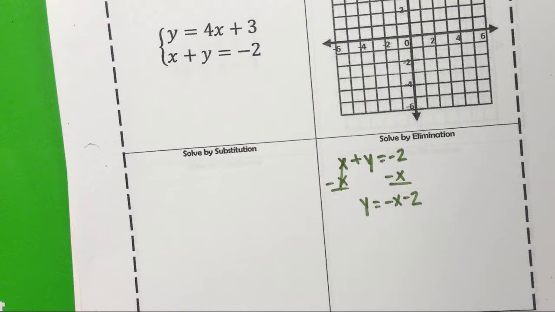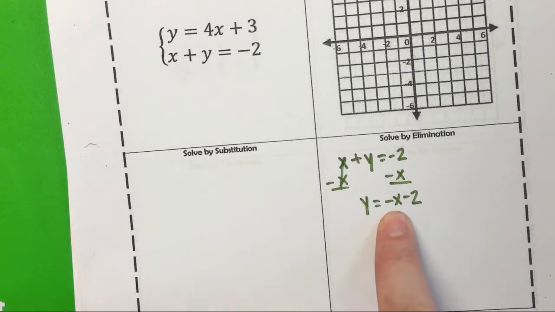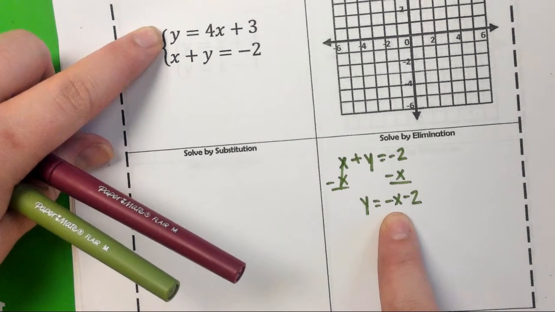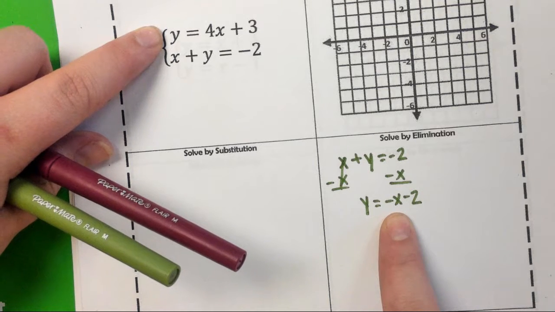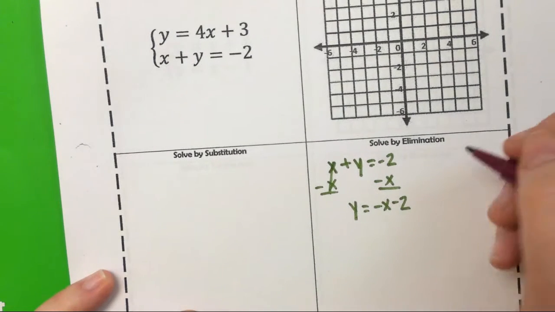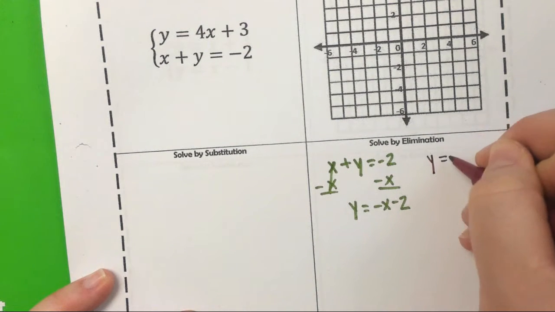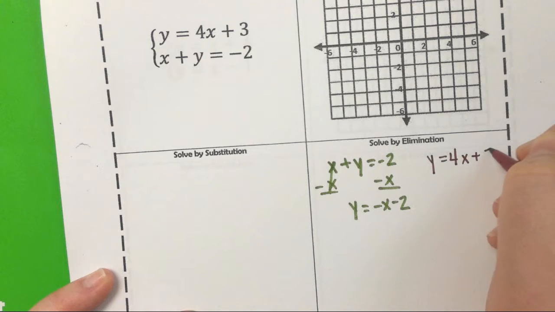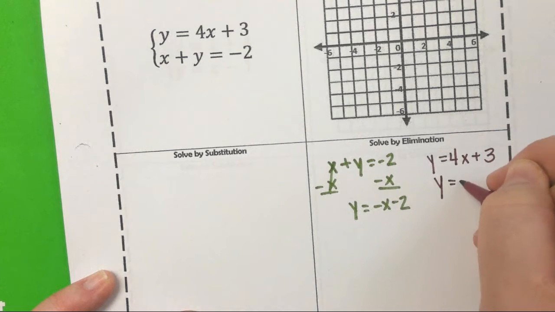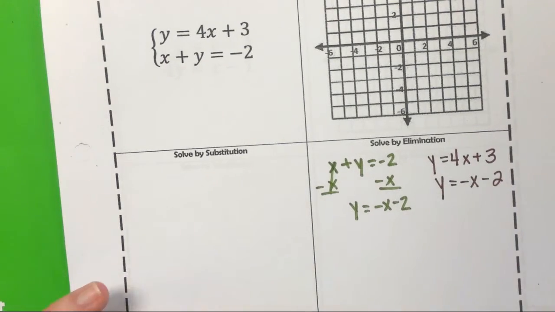But you realize the rest of us are now very tempted to just graph this and graph that and figure out the answer without doing elimination. That would be very smart, and you could always check yourself that way. But the directions say elimination, so we have to do what it says. So now we have the equation y equals 4x plus 3, and with Maggie's help, the second equation has become y equals negative x minus 2.